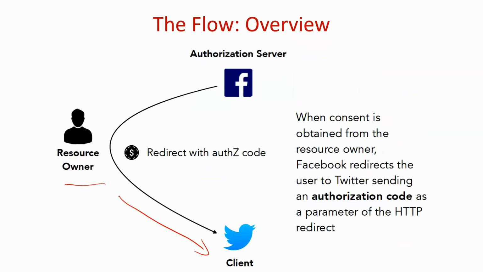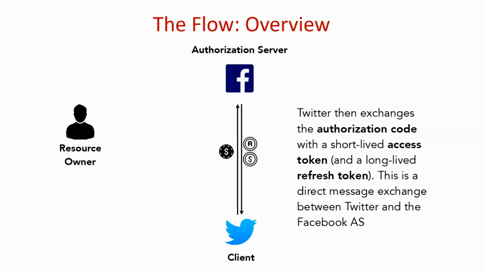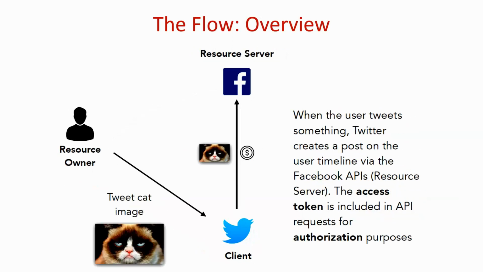This token is typically based on JWT. So the authorization server sends the token to the resource owner, who forwards it to the client application, which is Twitter in this case. After that, when the resource owner wants to post something on Twitter and Facebook, they will just actually send it to Twitter, and Twitter will send this item, okay, which is an image of a cat in this case, along with the access token that the resource owner has sent to them, to the Facebook server, and the Facebook server will validate the token and allow Twitter to actually post this item on Facebook.